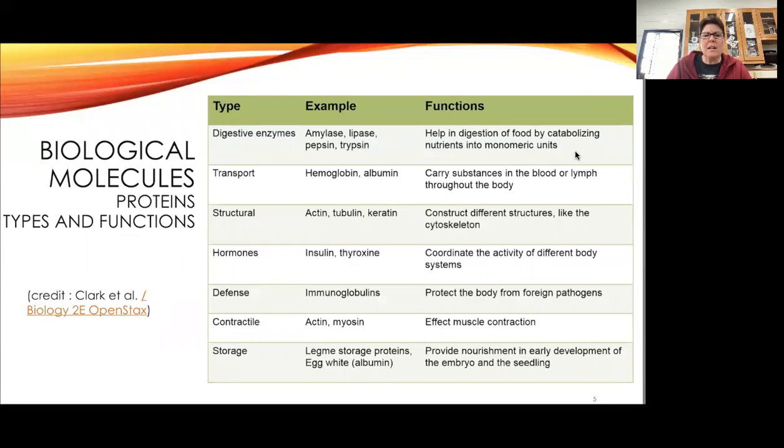And storage, we could talk about lignin, which is storage proteins, and again, egg whites, which is an albumin. We actually saw that in our labs that we did when we were looking for proteins. So the lignin is a protein that helps with providing food for seedlings.